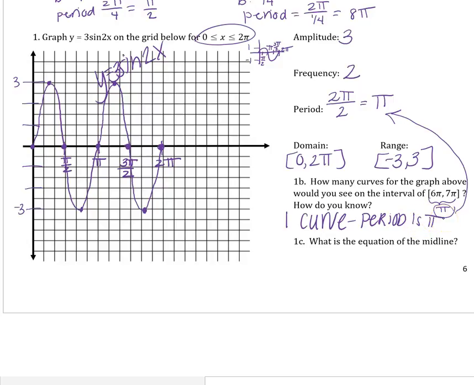Okay, what is the equation of the midline? Remember, that's the line that goes right through the middle of the graph. That's the line that the graph is oscillating about, and that's just our x-axis, or y equals 0.